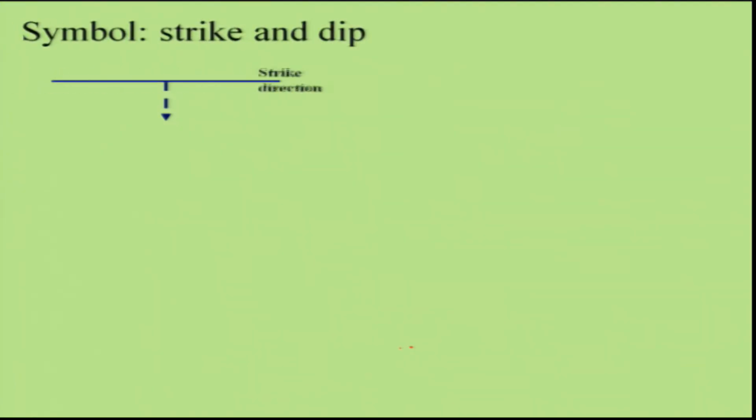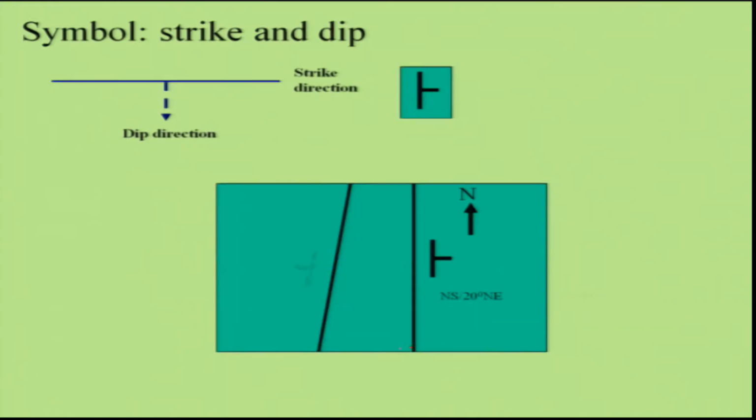Next we talked about the strike and dip symbols, and then the representation of the plan view of any beds. On geological maps you will see symbols like this, which indicates the strike, and this is your dip direction. It is given in a form where the first is the strike, then the angle, or amount of dip, and the direction of dip, and similarly it has been given here for this bed.